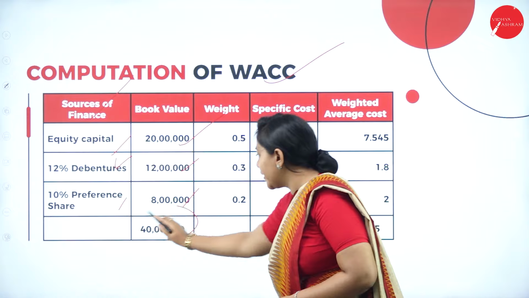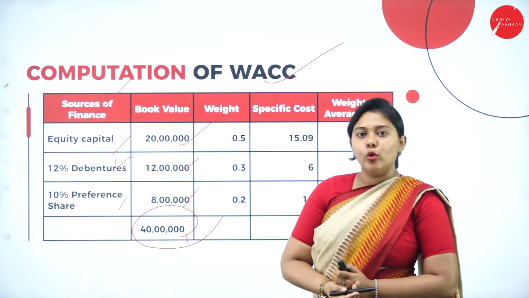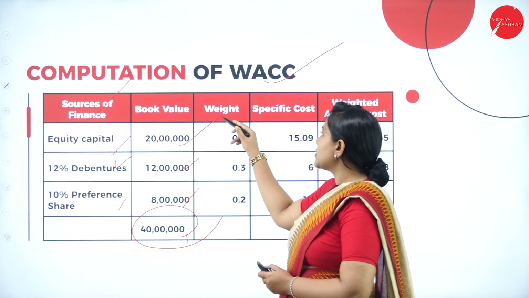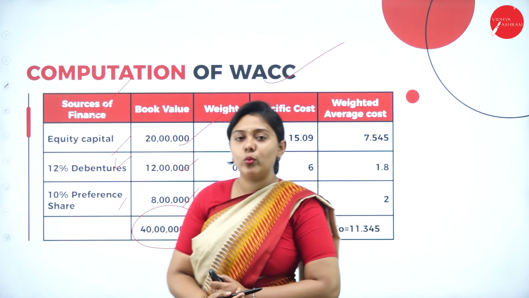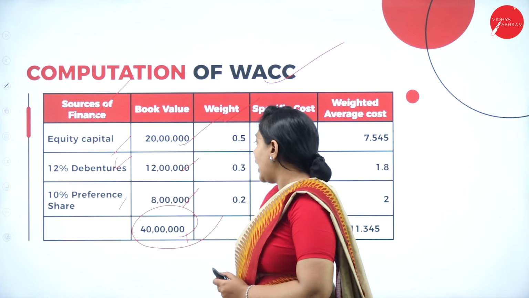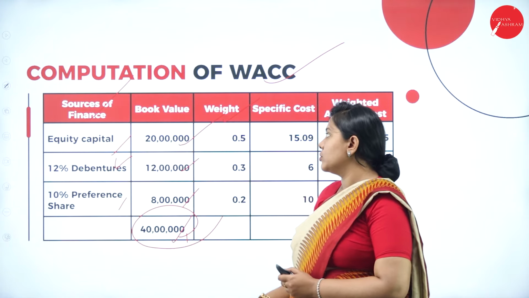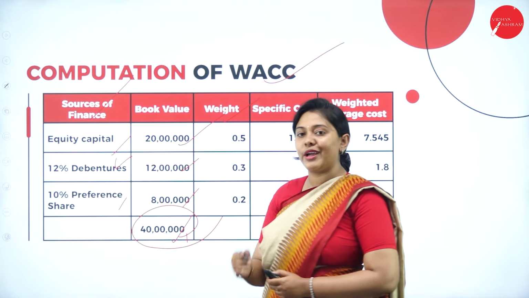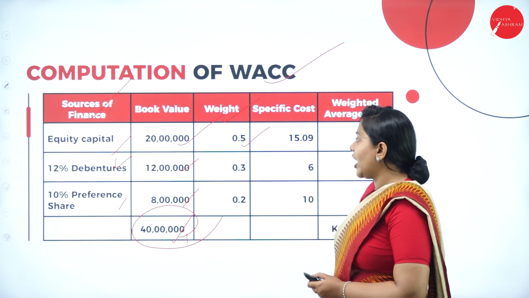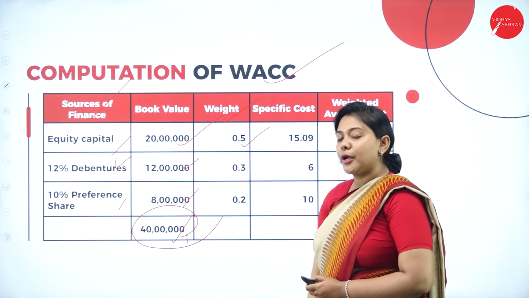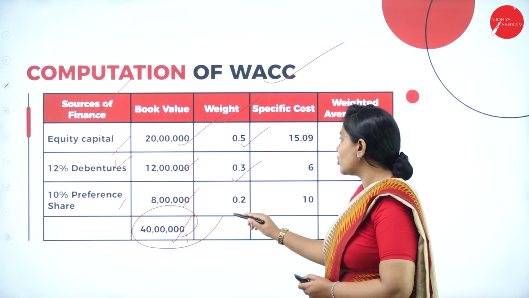The total of that will be the total book value. And the next column is what? Weight. How do you calculate the weight? Book value divided by total book value. So that is 20 lakh divided by 40 lakh, 0.5. Similarly, 12 lakh divided by 40 lakh, 0.3, 0.2.